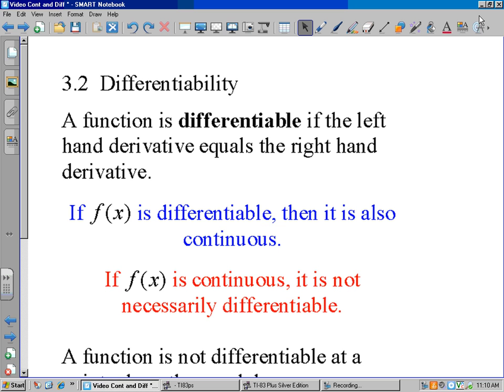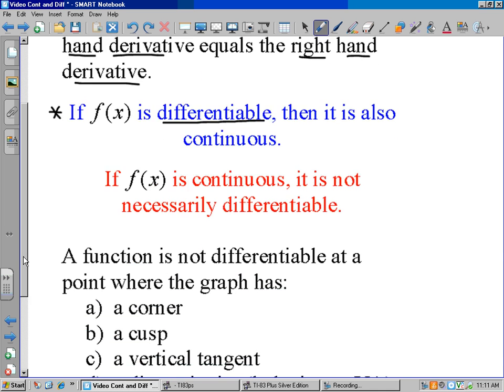Okay, differentiability. A function is differentiable if the left-hand derivative equals the right-hand derivative. A couple of things here. First, if we can establish that a function is differentiable, that the left-hand derivative equals the right-hand derivative, then the function is automatically continuous. You don't have to test for continuity. You don't have to go through the three conditions of continuity.